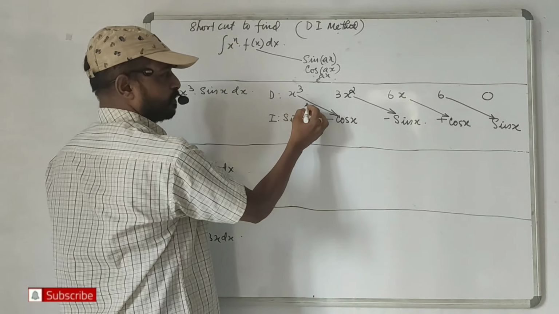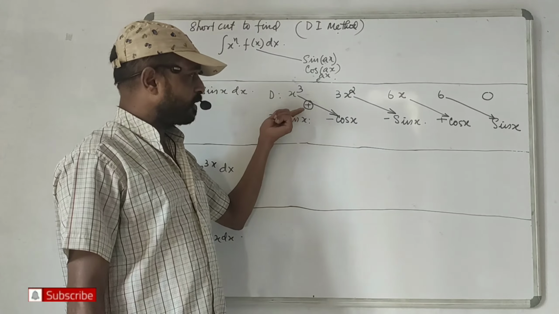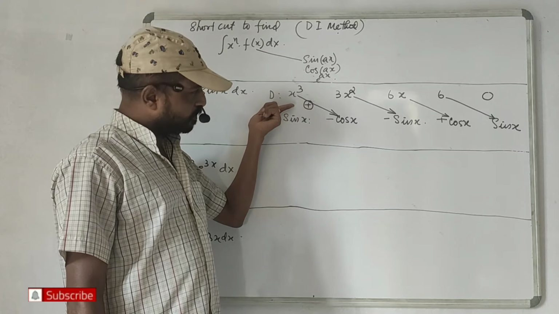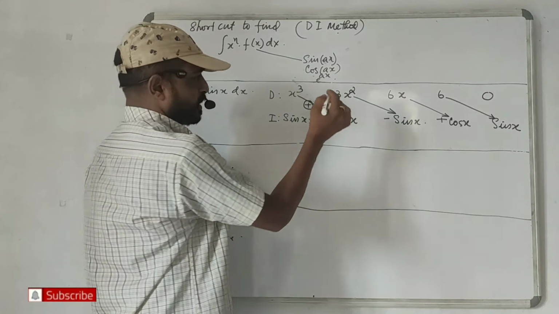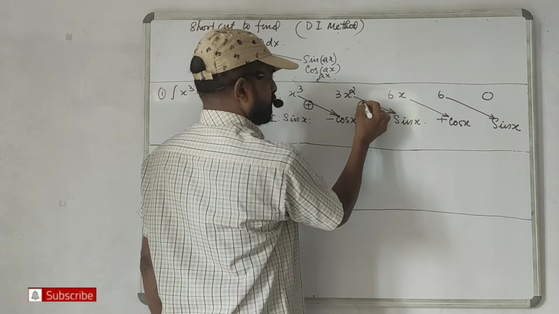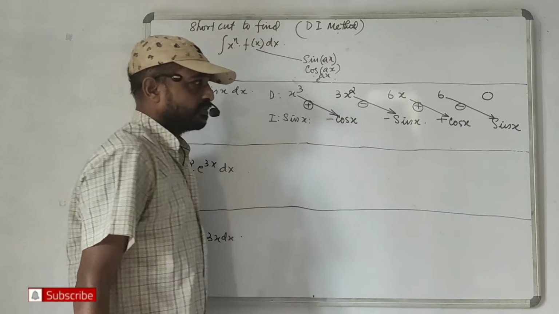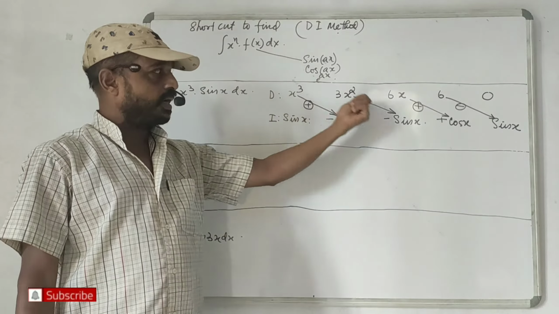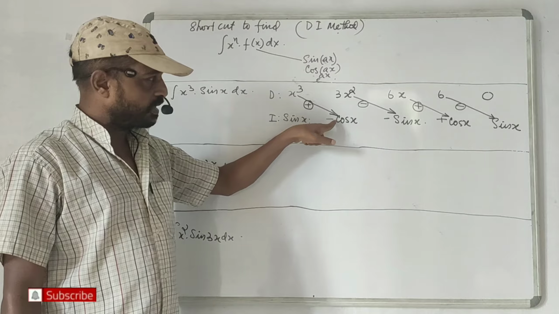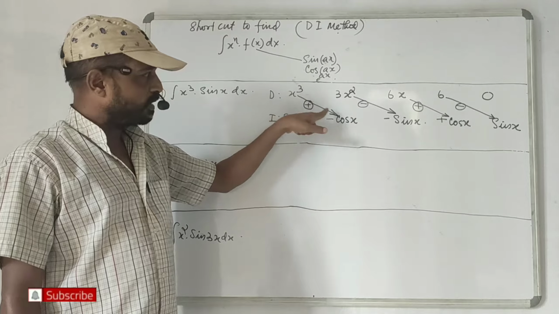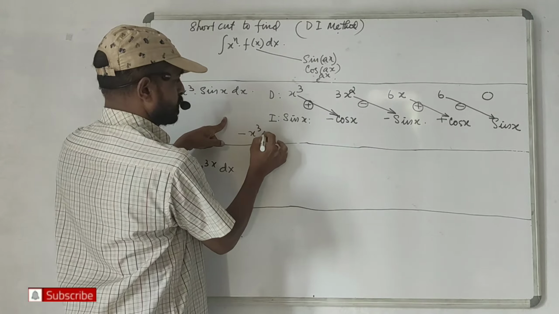See, for the first term you will have to take a positive sign. And after that, change the sign alternately. So this is positive and here it is negative, again this positive and here negative. Now you simply multiply and add the terms. The first is x cube into minus cos x, so here is minus cos x. This is plus, so you simply multiply: x cube into minus cos x is minus x cube cos x.